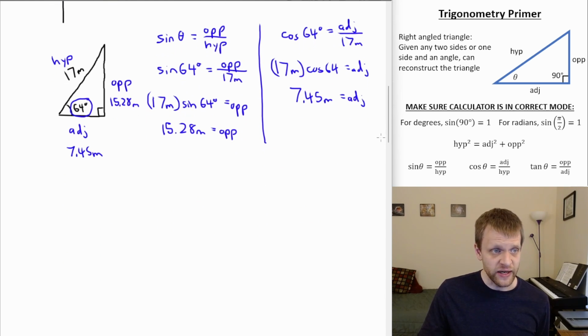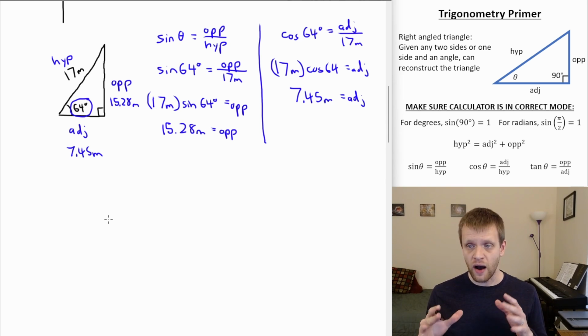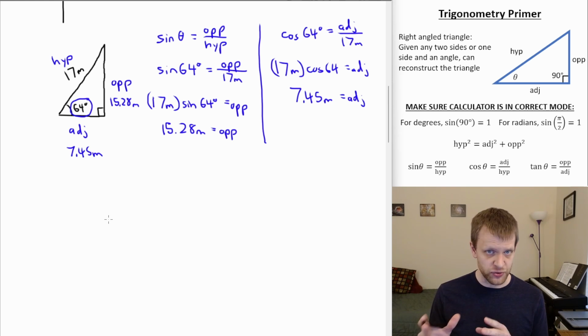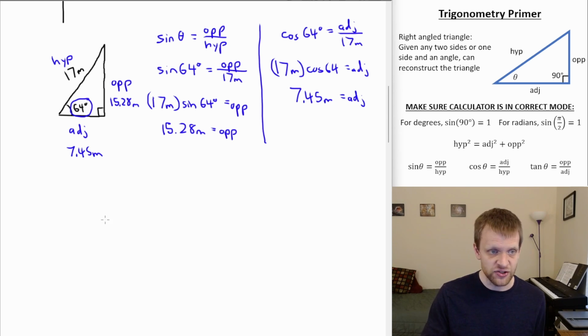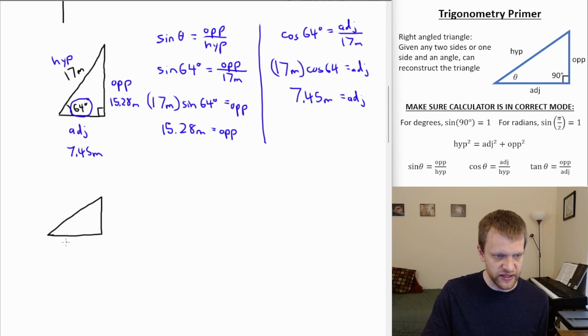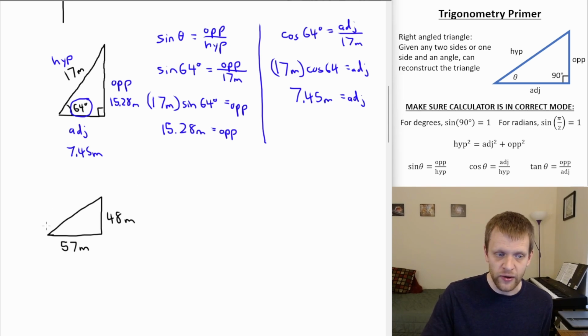Let's look at another case. Suppose we have another triangle where you're given the adjacent and opposite sides, but now we're trying to find the hypotenuse and the angle. So let's say I've got another triangle, and let's say this side is 57 meters, and this side is 48 meters. And we want to figure out the hypotenuse, and we want to solve for this angle.